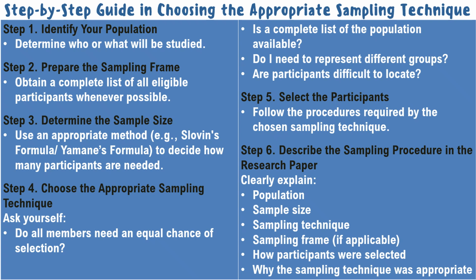Step 3, determine the sample size. Step 4, choose the technique. Step 5, select the participants. And step 6, describe the procedure. Okay, so your methodology should allow another researcher to understand who were your respondents, how many were there, how did you choose them, and why did you choose that method.